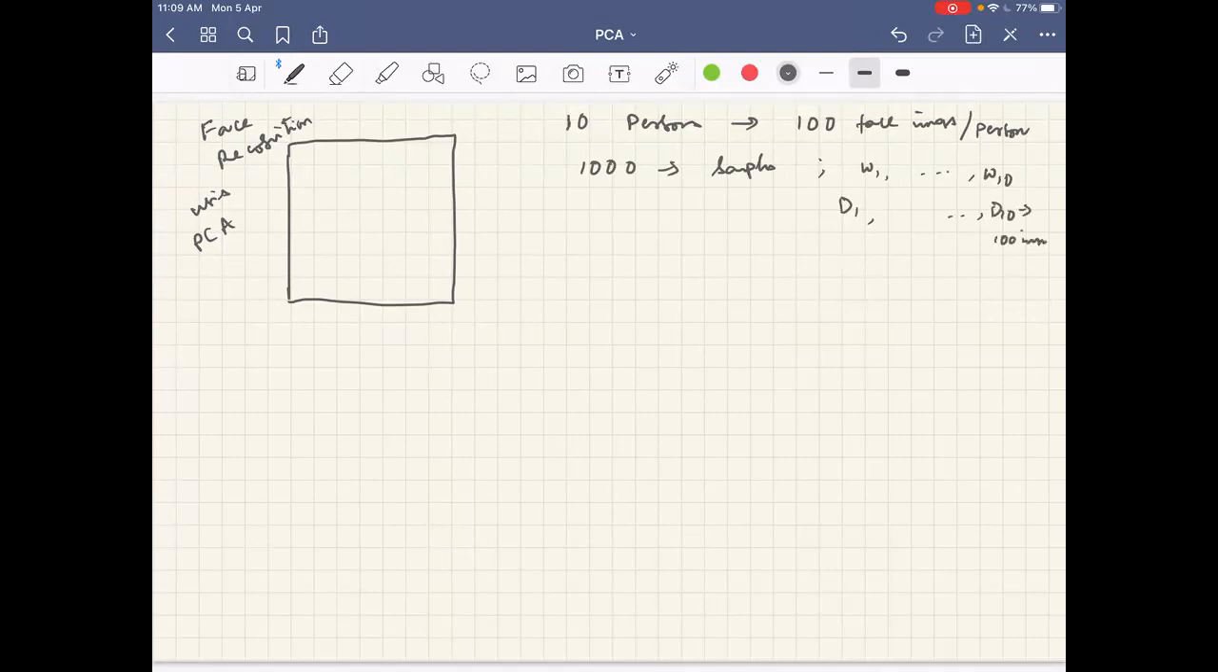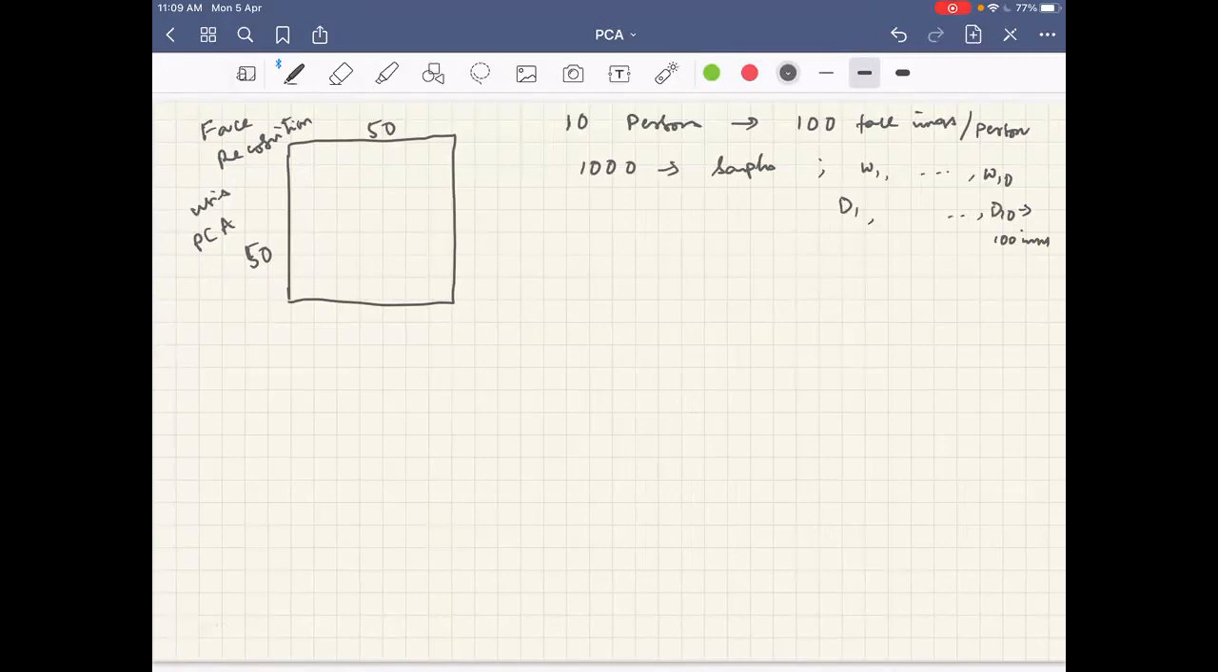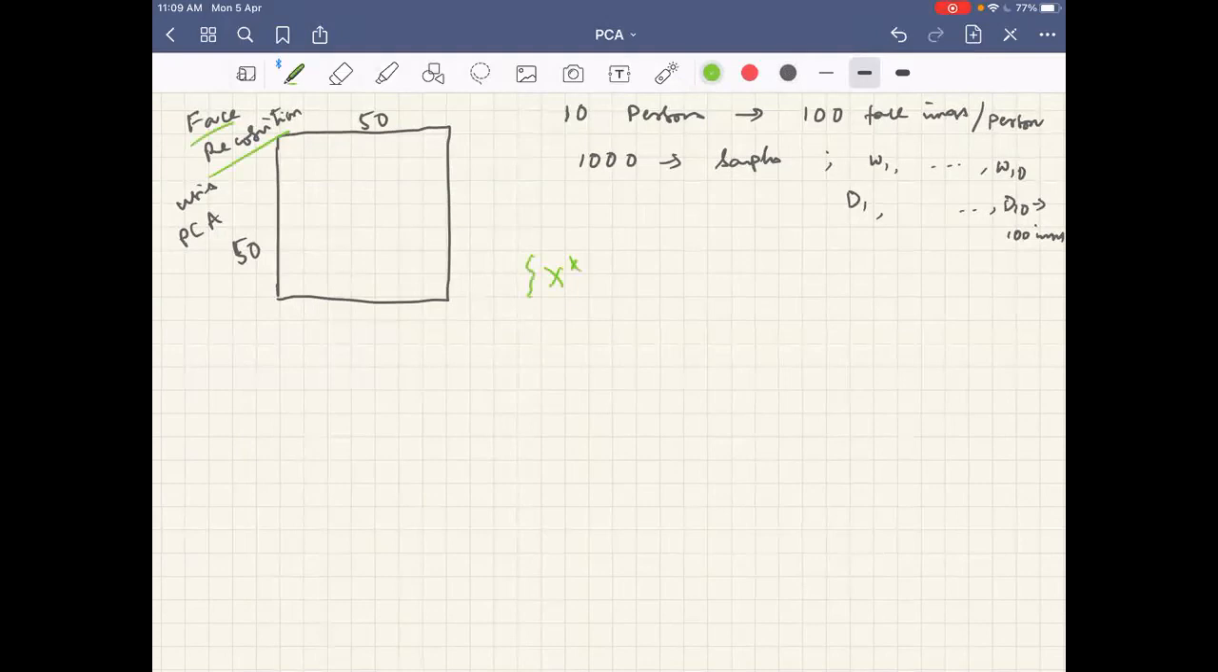Let the dimensions of the face image be, say, 50 cross 50. So if we are asked to develop a face recognition system, the simple approach is to directly take the pixel intensities as features. If I wish to take pixel intensities as features, how much is the dimension of the feature vector? Now I want to form xk, k equal to 1 to N, where capital N is equal to now how much?